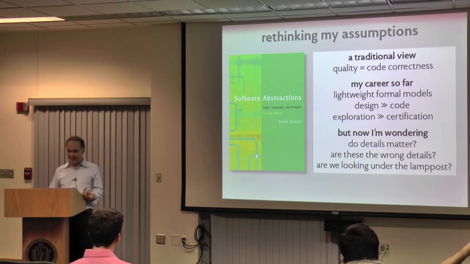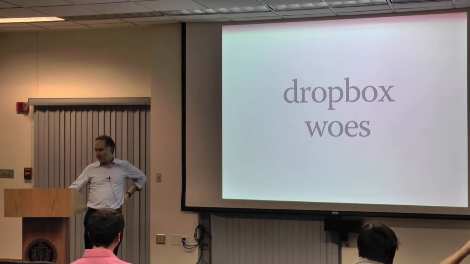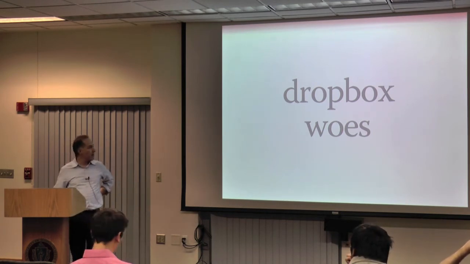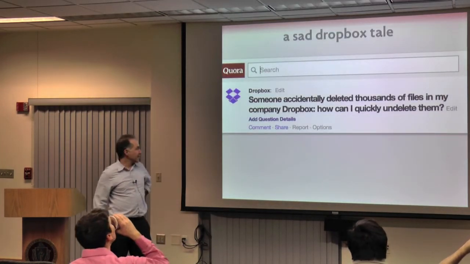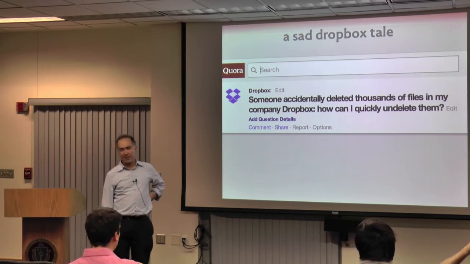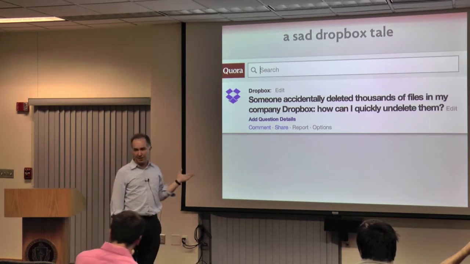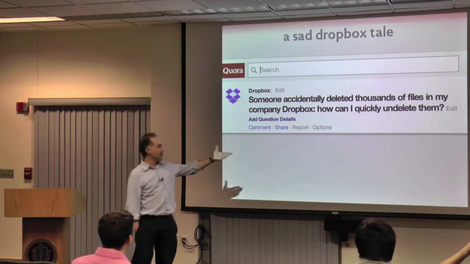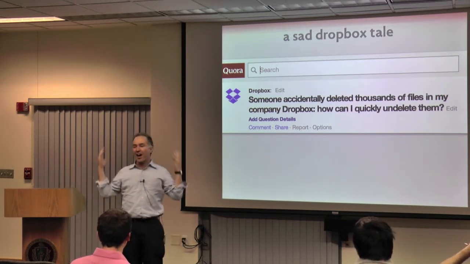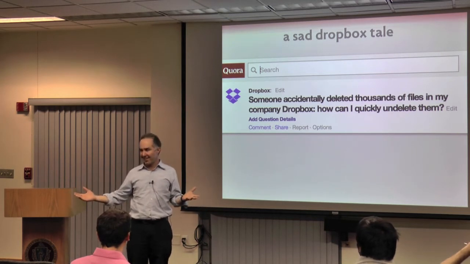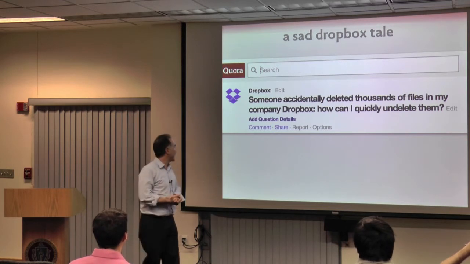But before that, I want to give you a little story. So Dropbox is a great tool, and I'm sure many of you have used it or use it, but it's not always perfect. And here's a Quora question that caught my eye. "Someone accidentally deleted thousands of files in my company Dropbox. How can I quickly undelete them?" And I love this because this was not written by a computer scientist, right? Because the optimism in the word "quickly" is just so unrealistic. They should be saying, is there anything on earth that can be done to at least save some of my files? But this person not only wants to have them back, but wants them back quickly. I mean, what planet are they on, right?